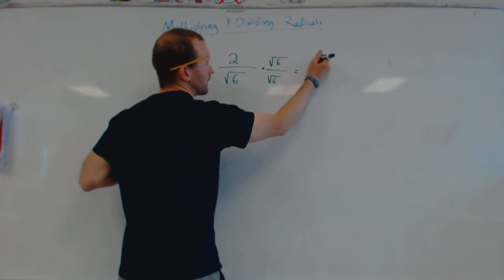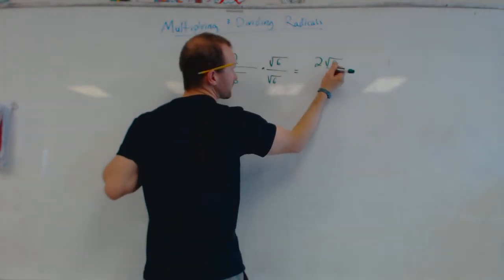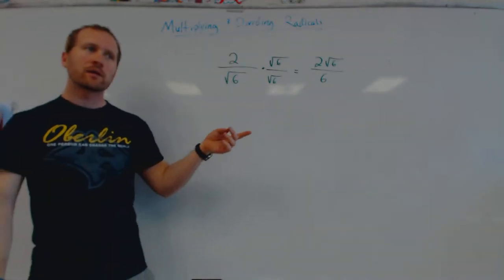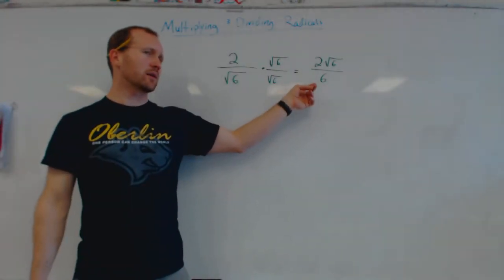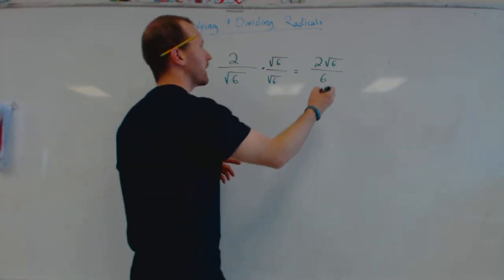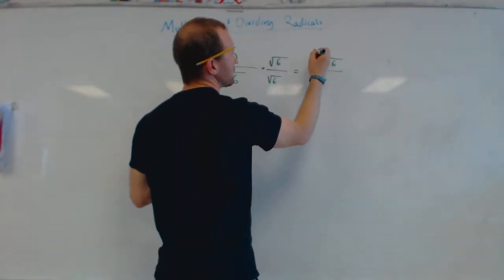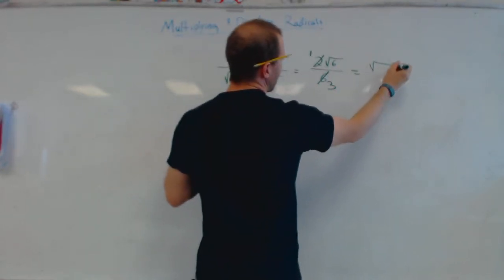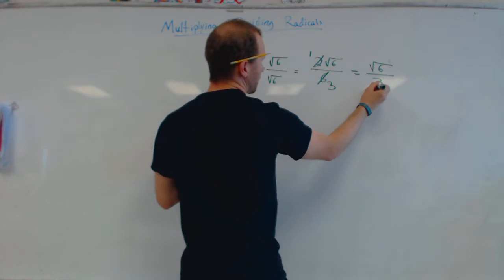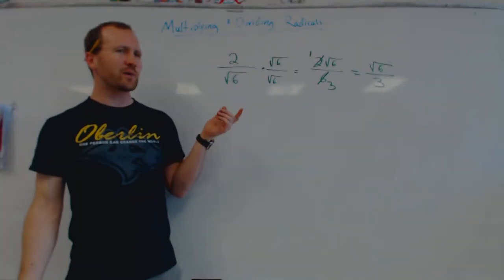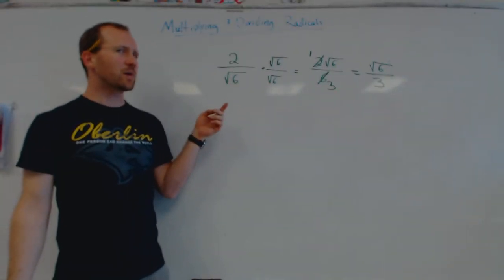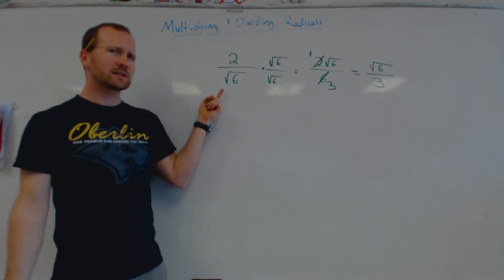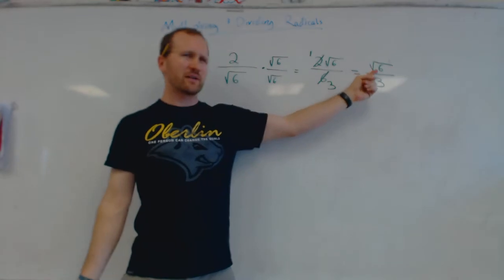something happens. Now all of a sudden I have 2 over the square root of 6 over 6. Now there's a 2 up here and a 2 down here that I can divide by, right? So I can cancel that 2, cancel that 2, and I'll just end up with the square root of 6 over 3. Which is kind of weird if you think about it: we're saying that 2 divided by the square root of 6 is the same thing as the square root of 6 divided by 3?